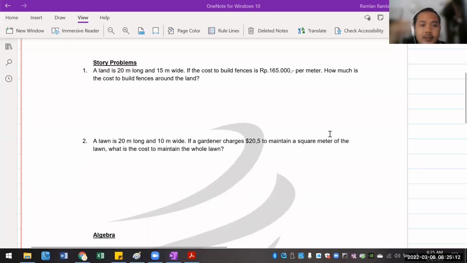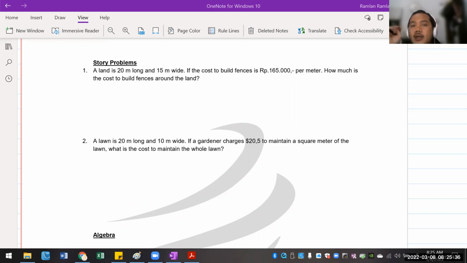A land is 20-meter long and 50-meter wide. If the cost to build fences is 165,000 rupiah per meter, how much is the cost to build fences around the land? Before you do anything with story problems, the first thing that you really need to do is to read the question very carefully.